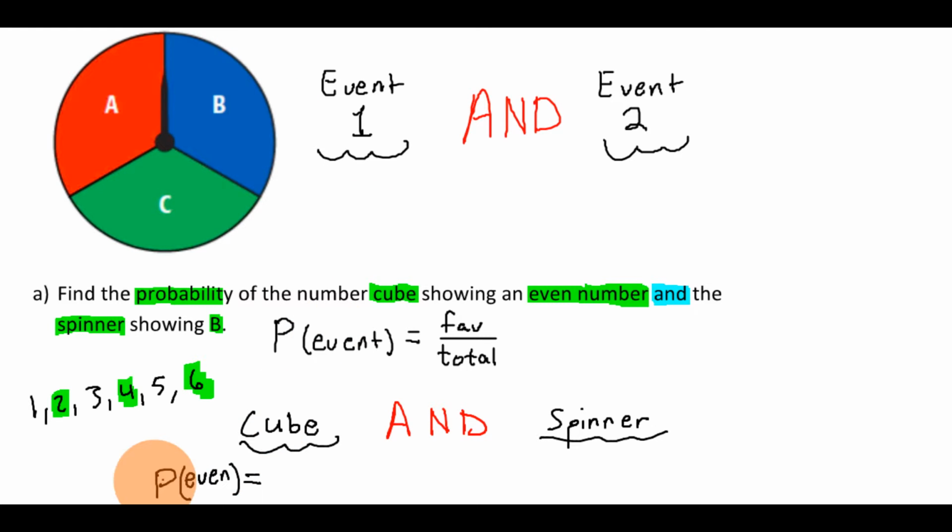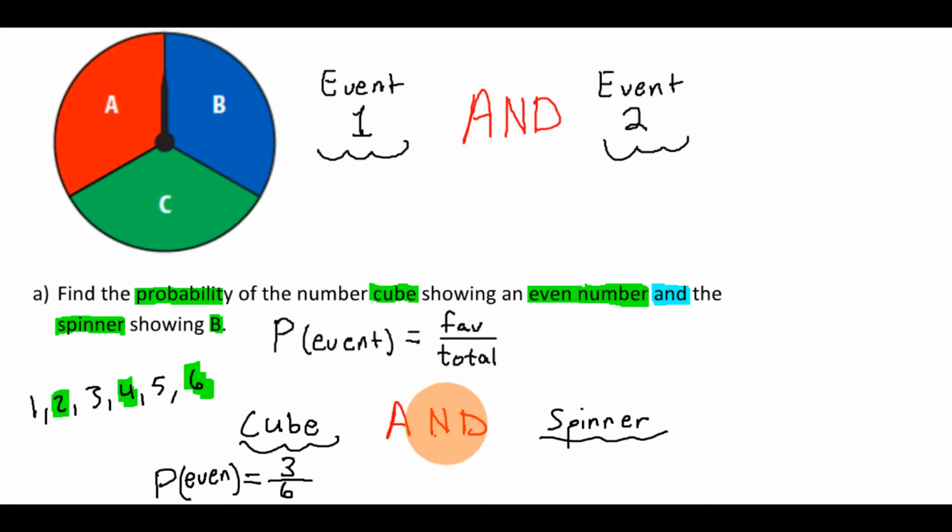Let's go back to that black pen. The probability of rolling an even number, well, it's equal to the number of favorable events. There are 1, 2, 3 favorable events in this list. So I'm going to put 3 on top over the total number of possible outcomes here. Since there are 6 numbers in my list, I'm going to put a 6 below.